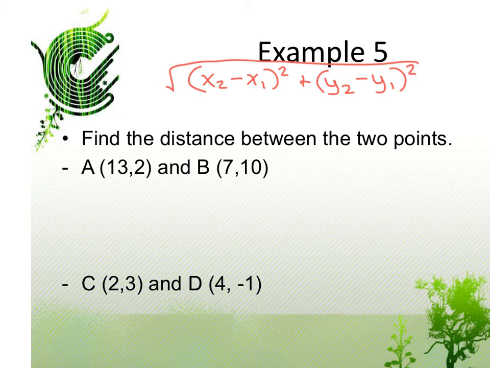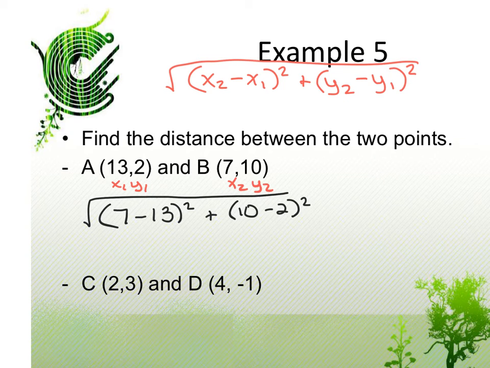Now, I'm going to label my point A as my x1, y1, and then I'll do point B as x2, y2. It doesn't really matter. If you would have decided to label point A as x2, y2, we would still get the same answer. But let's go ahead and do it this way. So let's go ahead and replace in the formula. So my x2 is 7. 7 minus 13 squared plus 10 minus 2 squared, all under the radical.